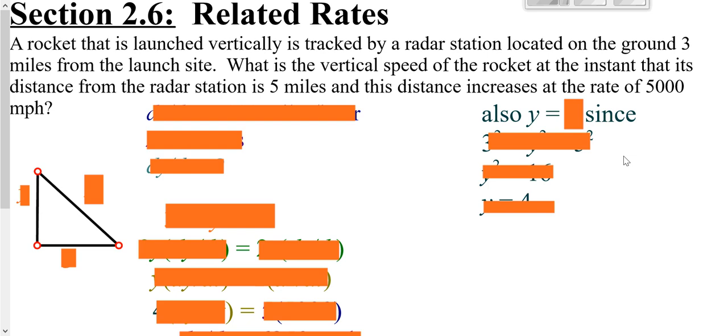So for this first initial problem, we have a rocket that's 3 miles from a radar station that's being launched. The vertical speed of the rocket is what we're wondering about when it's 5 miles from the radar station, and that distance is increasing at a rate of 5,000 miles per hour. In other words, if this is where the rocket's being launched from, this is our radar station, this would always be 3. So if we look at this, we have our rocket being lifted off, going straight up.